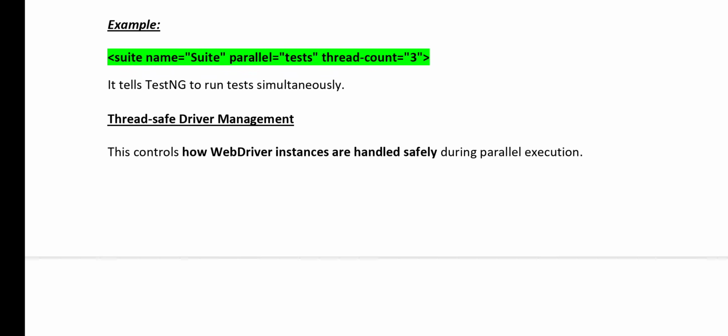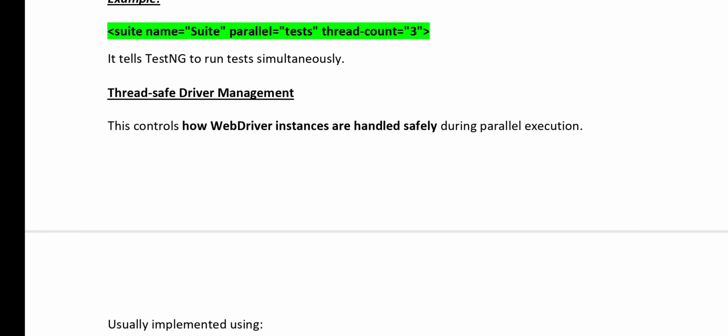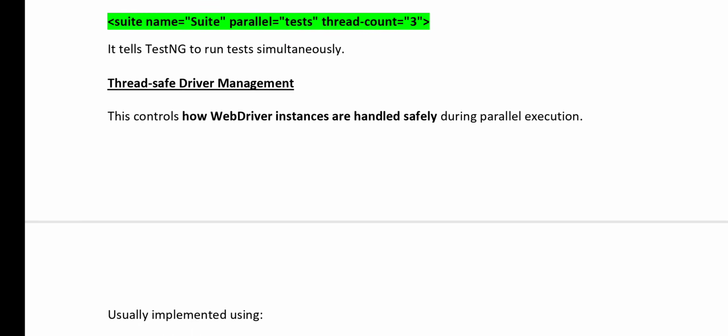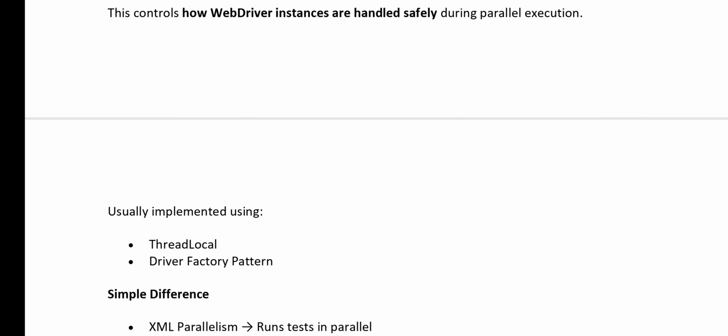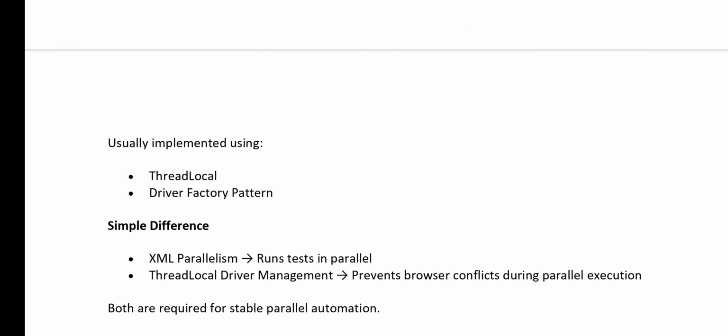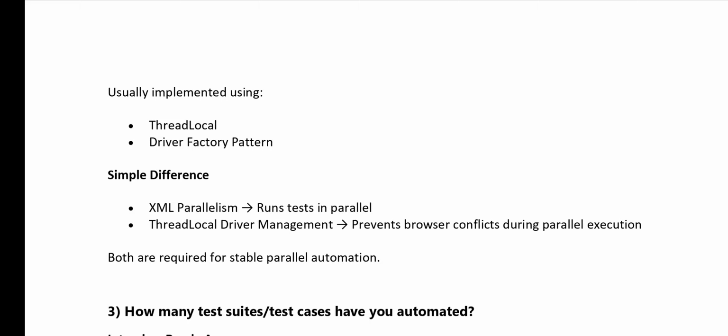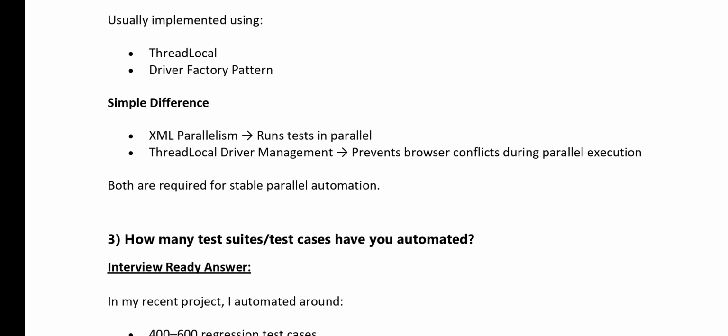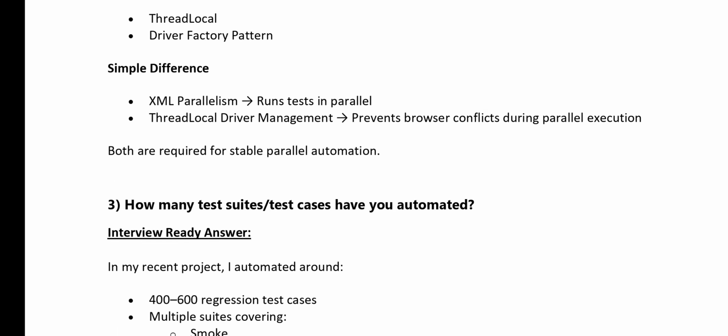Then the thread safe driver management controls how WebDriver instances are handled safely during parallel execution. Okay, and this is usually implemented using thread local and driver factory pattern. Okay, so here is a simple difference. You can give it at a high level: XML parallelism is what runs the tests in parallel, and thread local driver management prevents browser conflicts during parallel execution. Okay, both are required for stable parallel automation.